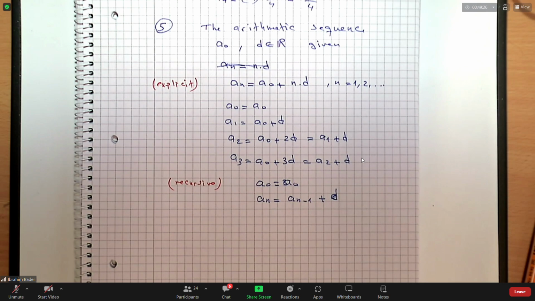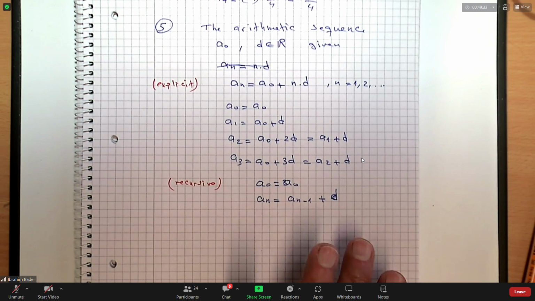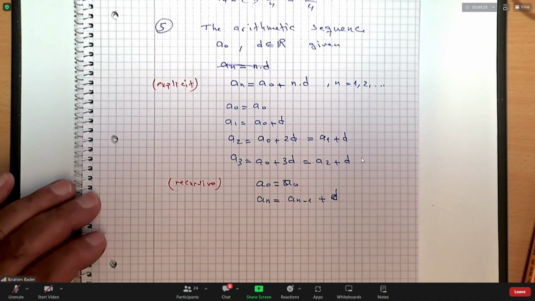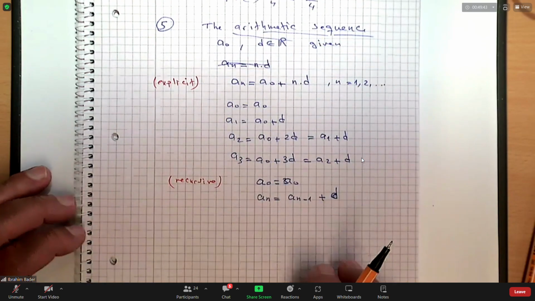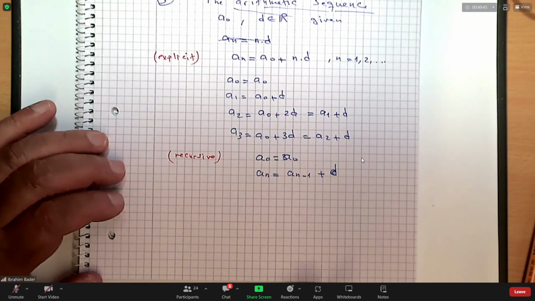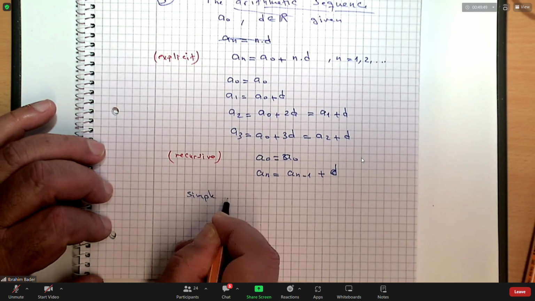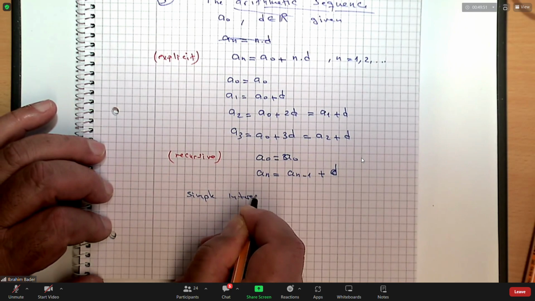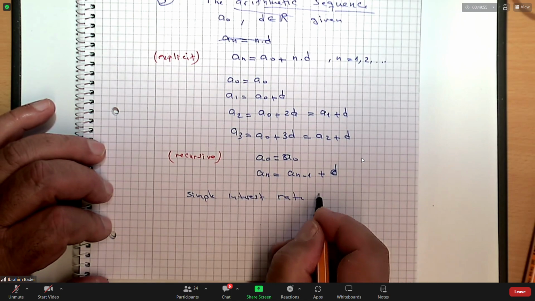Of course, here you can also write it as A_{n+1} equals A_n plus D. So it means take the previous element, add D to it, and you are there. Okay, so this is the so-called arithmetic sequence, and this is the simple interest rate formula, which is also the same.